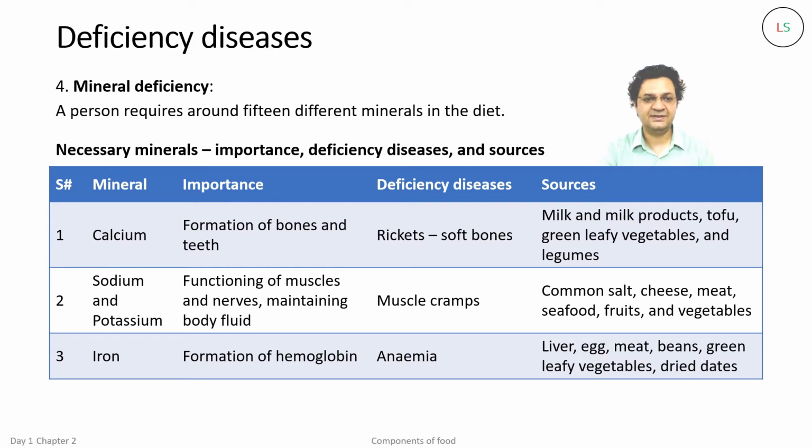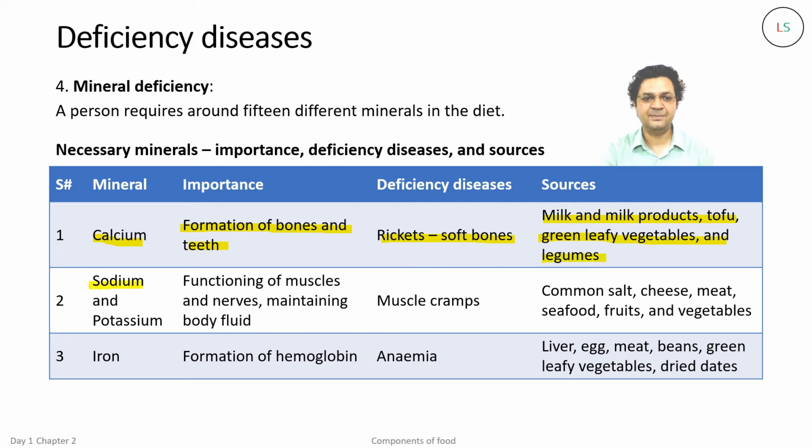So the first one is calcium, which results in the formation of bones and teeth, and its deficiency causes rickets, which is soft bones. Calcium can be obtained from milk and milk products, tofu, green leafy vegetables, and legumes.